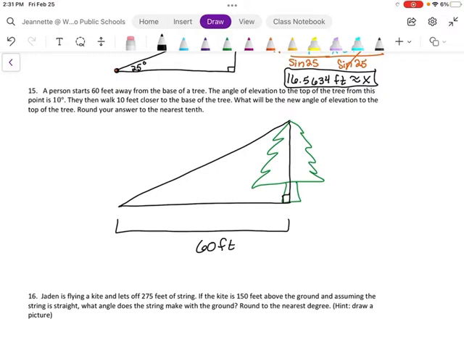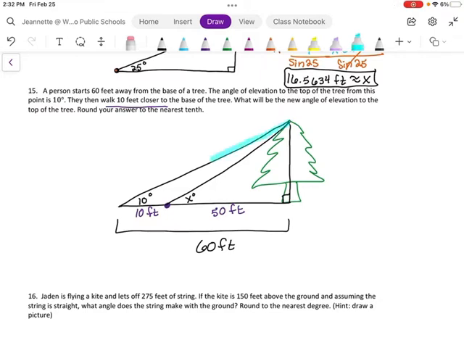The angle of elevation to the top of the tree from this point is 10 degrees, which would be that angle in the bottom left corner. Next, it says they walk 10 feet closer to the base of the tree. So I'm going to put a point there, and I know that this length here is 10 feet. And of the 60, we've used 10 feet, so that means there's 50 feet left. What will be the new angle of elevation to the top of the tree? So we have another line going here, and this is what we're looking for. We're going to round our answer to the nearest tenth.